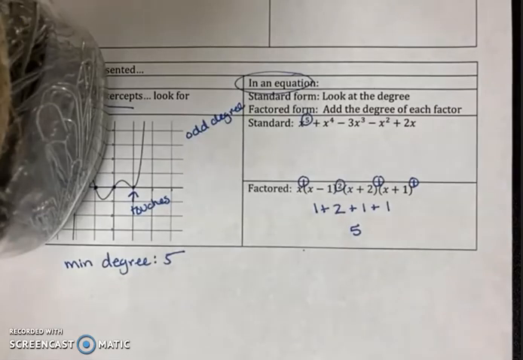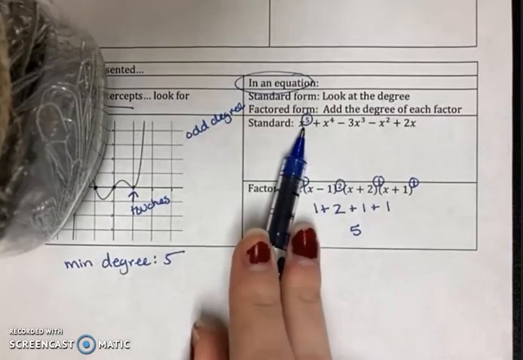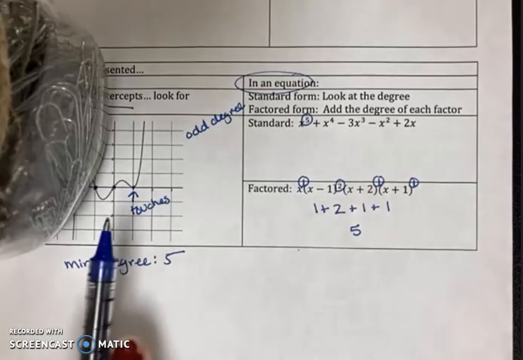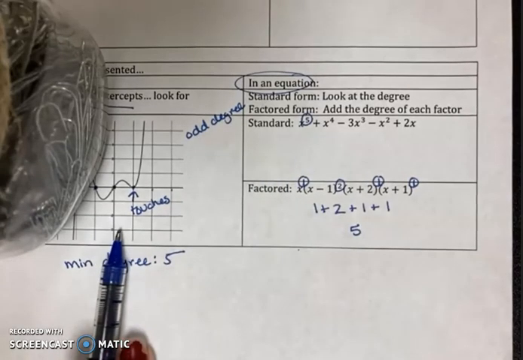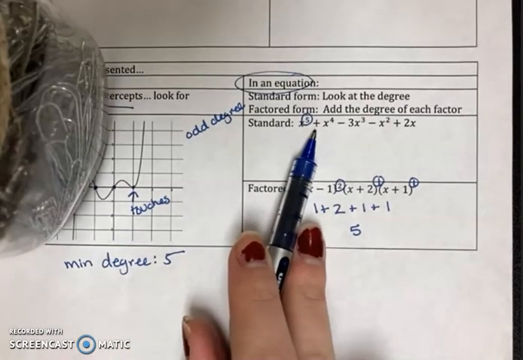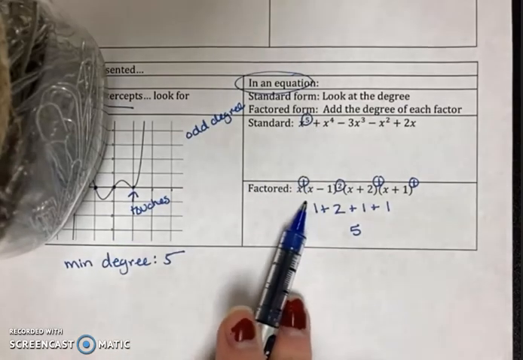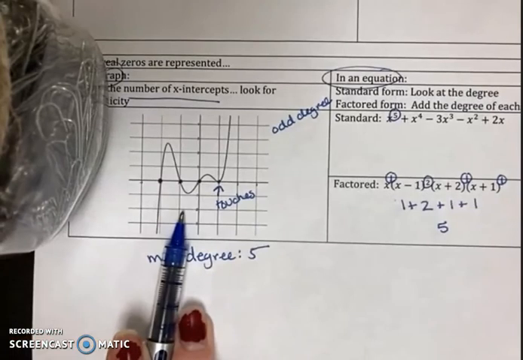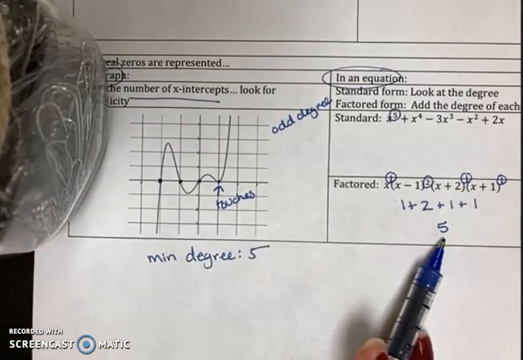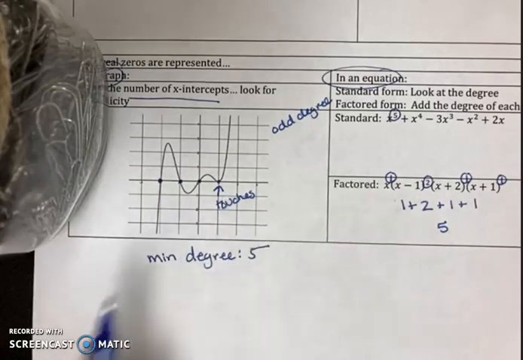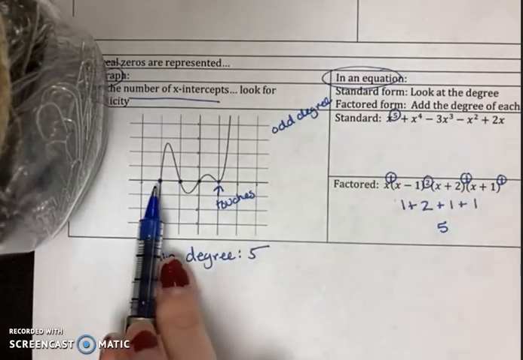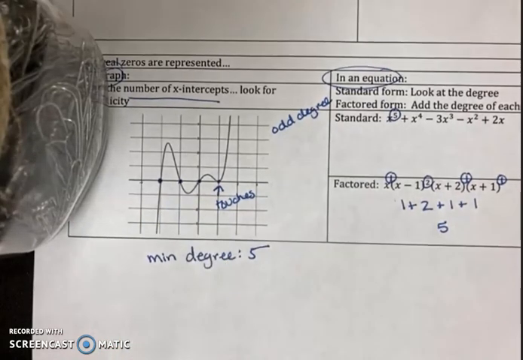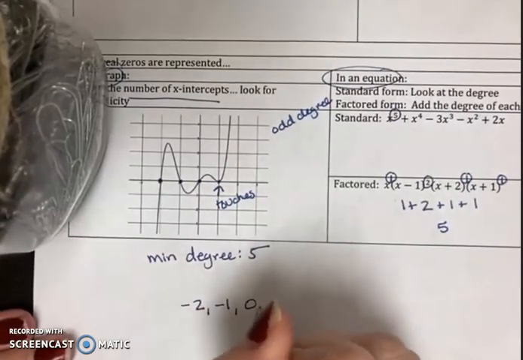And once again, just because I'm going to have 5 zeros does not mean that I'm going to see 5 x-intercepts. In fact, this polynomial factored is this, and when we graph it, this is the actual graph. So we do see, even though I have 5 zeros, I do not have 5 x-intercepts. I would have zeros of -2, -1, 0, 1, and 1 because it touches here.